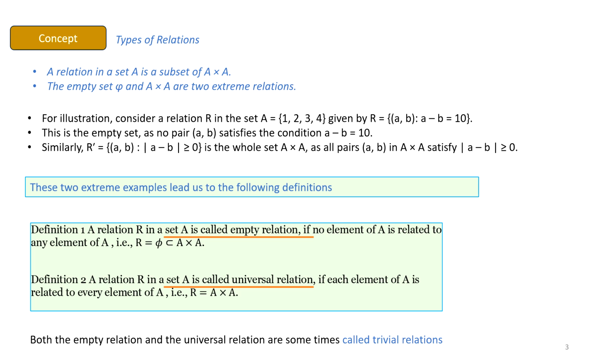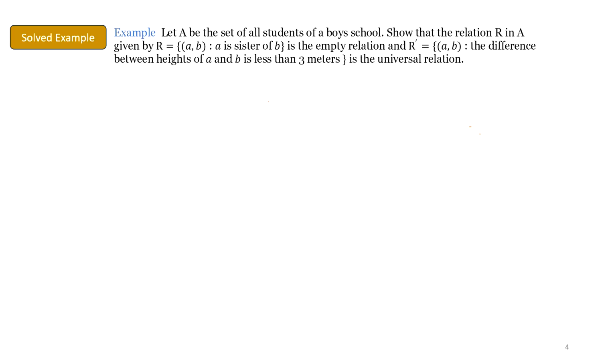Both the empty and universal relations are called trivial relations. Example: let A be the set of all students in a boys' school. Show that the relation R in A given by R equal to (a, b), where a is a sister of b, is an empty relation, and the relation R dash, where the difference of heights between a and b is less than 3 meters, is a universal relation.